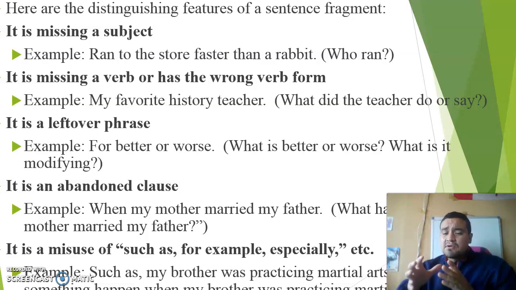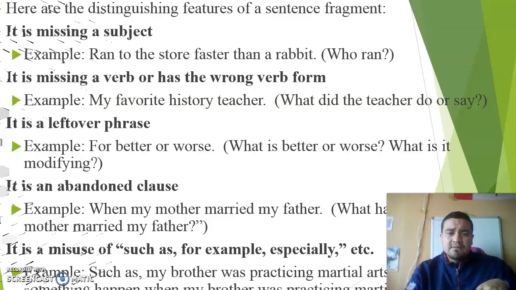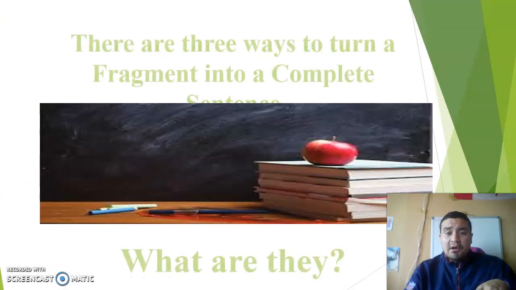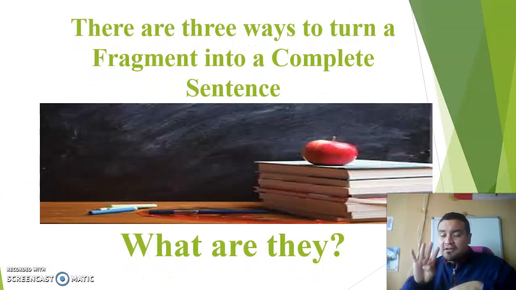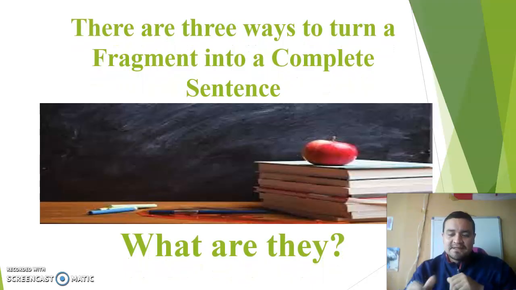When it comes to using these words, we have to be very specific about the type of examples we're going to be giving. Here, "For example, such as, my brother was practicing martial arts." It's unclear whether something happened to the brother while he was practicing martial arts. So these are the more common types of problems when it comes to sentence fragments. However, luckily for us, today we're going to learn 3 ways on how to fix them.